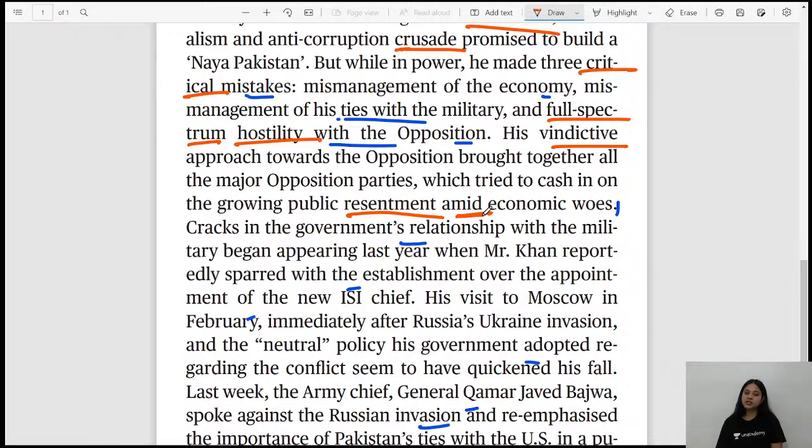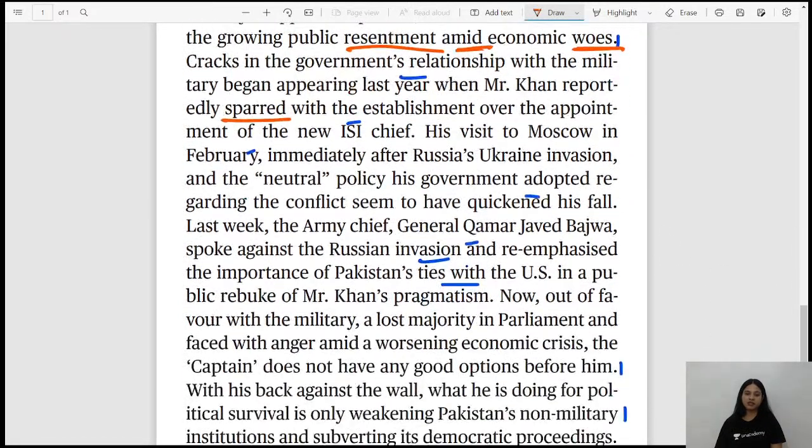Amid means in the middle of. Economic woes means economic worries or economic crisis. Cracks in government's relationship with the military began appearing last year. Sparred means getting into a fight, okay. So see, these are all the new words that we are learning from the editorial.